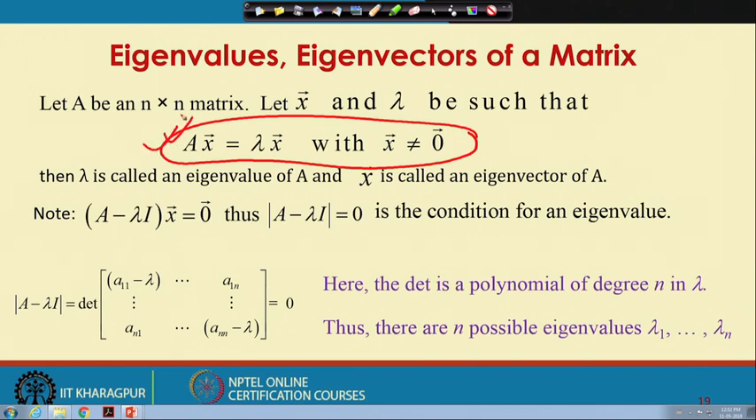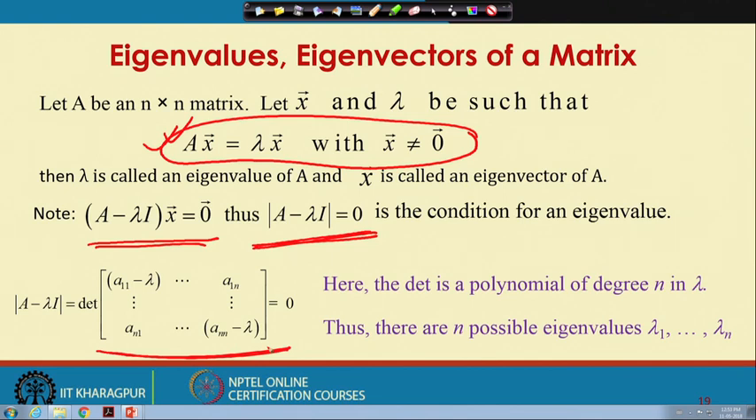Look at here, (A minus lambda I), where I is the identity matrix, into x equal to 0. So, the determinant of A minus lambda I equal to 0 is the condition for an eigenvalue. So, to find the eigenvalues, you have to solve the determinant of A minus lambda I equal to 0. You have to look at this determinant, you have to solve this equation. So, this is basically this determinant equal to 0.